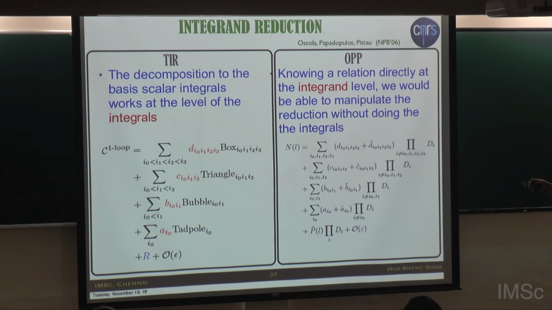Of course, there's some complexity because N(L) is not just equal to the D functions times some denominators, because you have some extra terms, but they integrate to 0. They do not appear after integration, but they will appear in your integrand construction. They are called spurious terms.